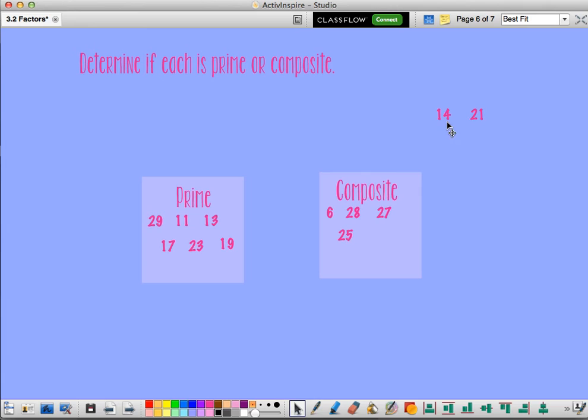Here I know that 14 is divisible by 2, so since that's a yes, it's composite. And 21 is not divisible by 2, but it is divisible by 3, so it does work. So it is composite. Again, you just need to use those divisibility rules and know your multiplication facts.